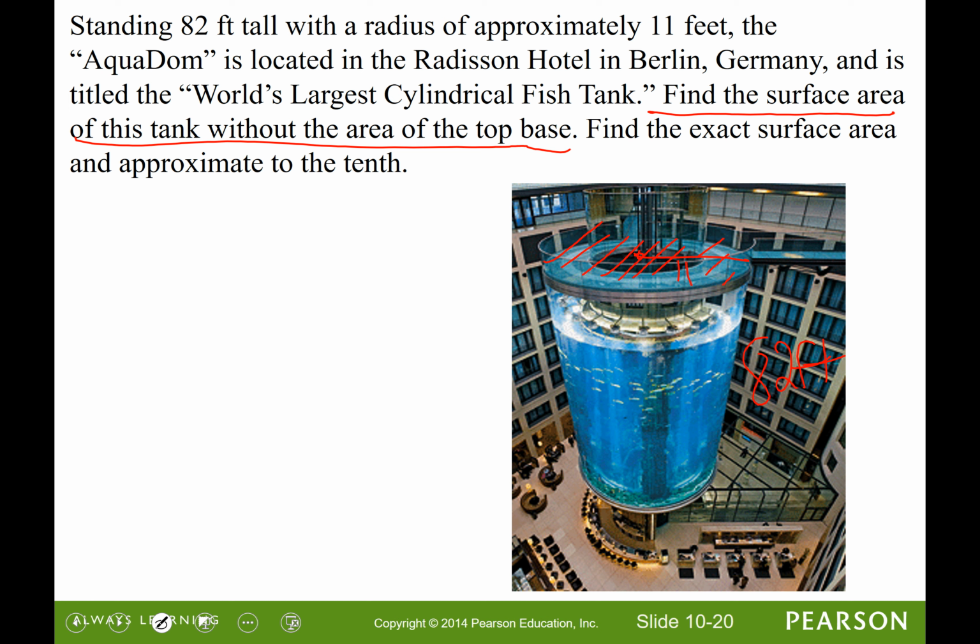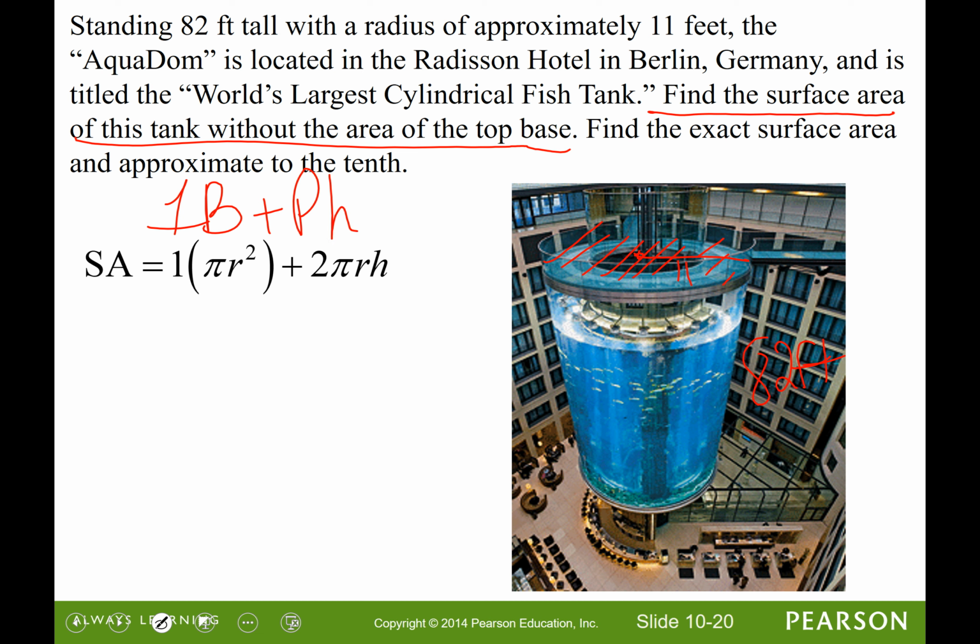Welcome back, let's see how you did. If you set up your formula as surface area equals 1 capital B plus the perimeter times the height, you're on the right track. That would be pi r squared plus 2 pi r h. We need to plug in r and h, and luckily they gave us both of those. R is 11 and h is 82. So right there, the blanks have been filled in: 11, 11, and 82.